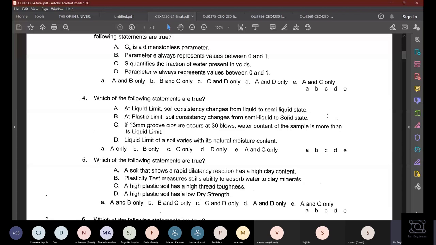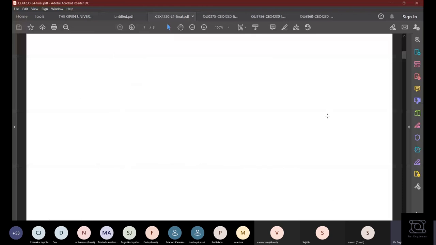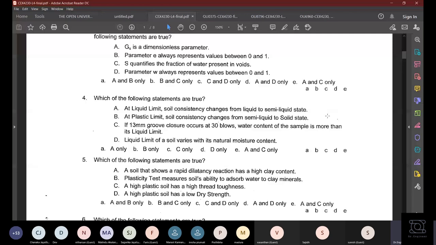If 13 mm groove closure occurs at 30 blows, the water content of the sample is more than the liquid limit. No, it's less than the liquid limit, because you are required to apply a higher number of blows. Usually it is 25, and at 25 that is the liquid limit. If it is more than 25, you have applied more blows, which means the soil is drier. That's why more blows are required to close that 13 mm groove. So water content is less, and statement C is wrong.